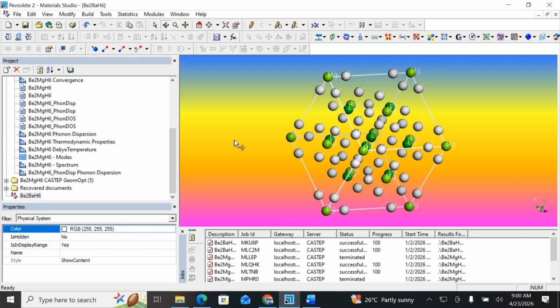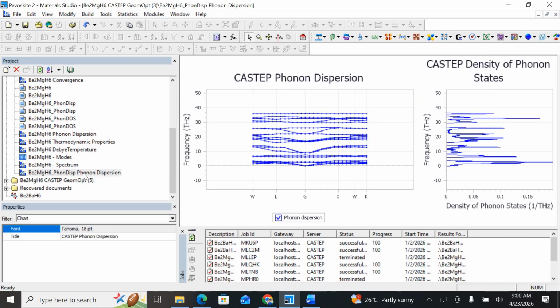So dynamic stability is evaluated in DFT using the phonon dispersion calculation. In this method, we analyze the vibrational modes of the crystal. The key condition is that all the phonon frequencies, as you see on the screen, must be real and positive with no imaginary frequency. If any imaginary frequency appears, it indicates that the structure is unstable and will undergo distortion or collapse. In simple terms, imaginary modes show that the structure is sitting at an unstable point and will move to a different configuration.